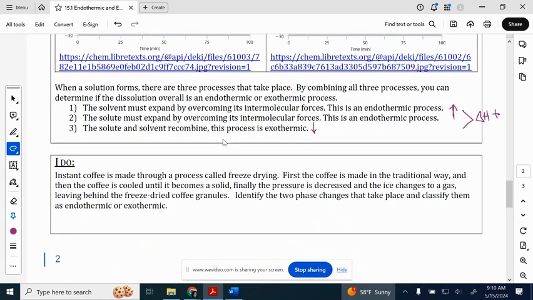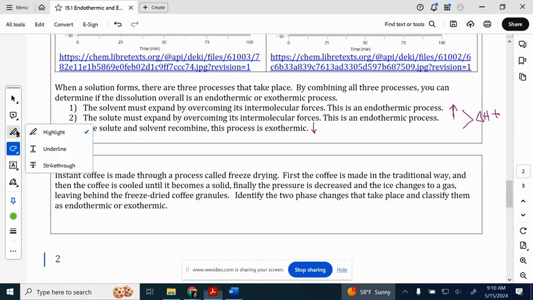All right. I do question. Instant coffee is made through freeze drying. First, the coffee is made the traditional way. Coffee is cooled until it becomes a solid. Finally, the pressure is decreased and the ice changes to a gas, leaving behind the freeze-dried granules. Identify the 2 phase changes that take place and classify them as endothermic or exothermic.